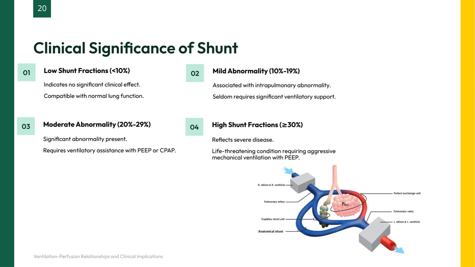Finally, high shunt fractions of 30% or more point to severe lung disease. This is a life-threatening scenario that necessitates aggressive mechanical ventilation, especially with PEEP, to support the patient's breathing and oxygen levels. Understanding these gradations helps guide treatment decisions and anticipate the level of respiratory support necessary.